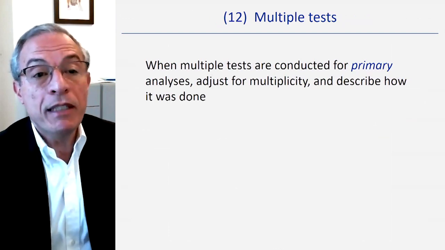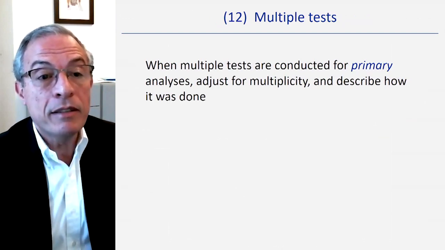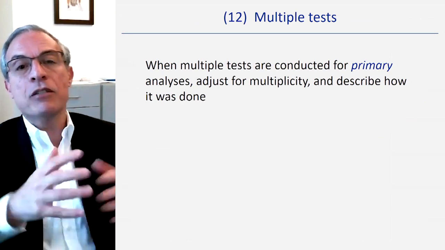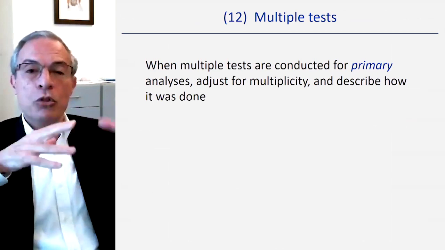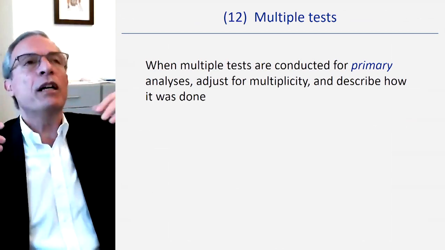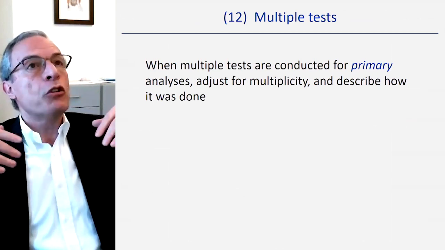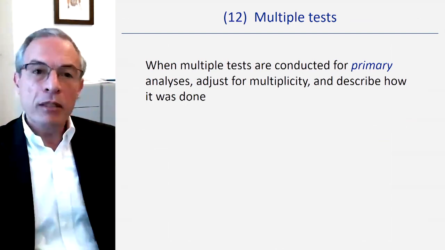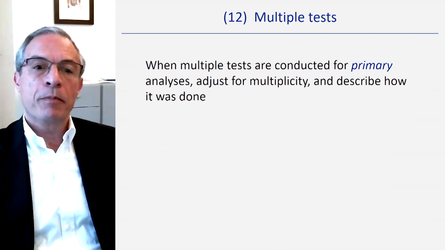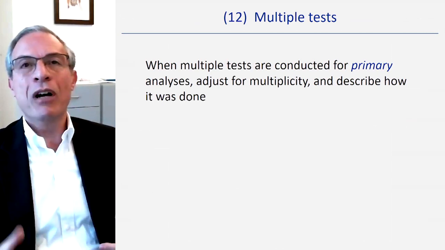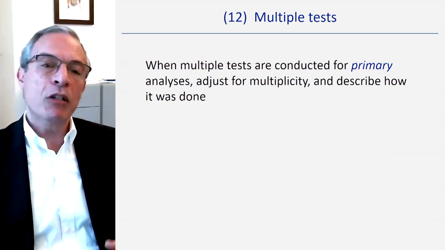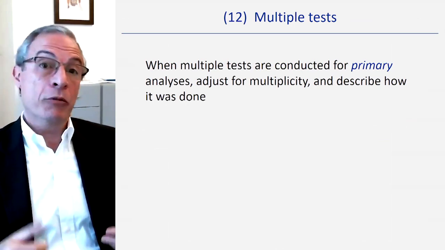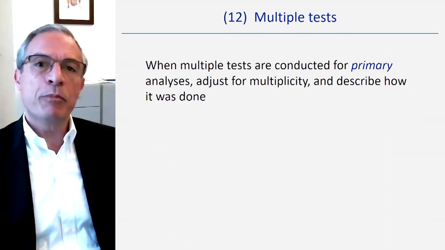Multiple tests. When multiple tests are conducted for primary analysis, adjust for multiplicity and describe how it was done. So multiple tests means you do several tests, and I'm going to show you an example. Your model is testing, for example, several differences. That's multiple tests, so you have to adjust for that. You have to be penalized for that, because by chance you may find something that looks like it really happened when in fact it's purely by chance.